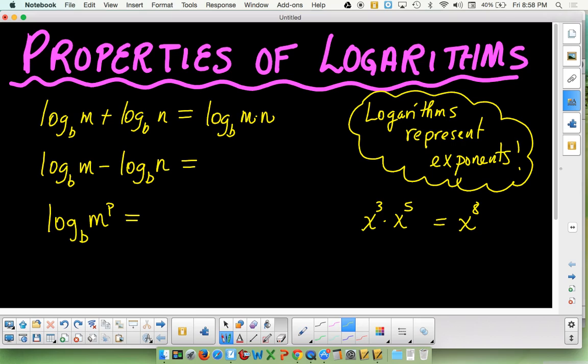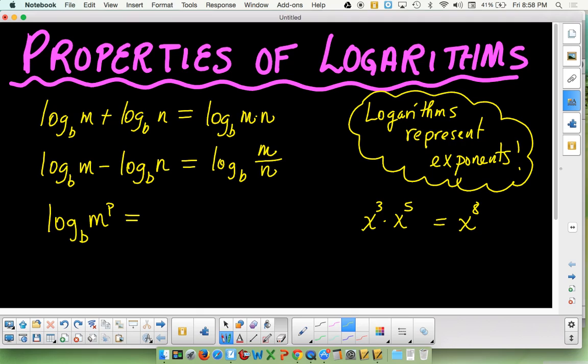Okay, consequently, if I have a log minus a log, if adding was multiplication, then of course subtracting must be division. Of course, it's the positive one on top, the negative one on bottom.